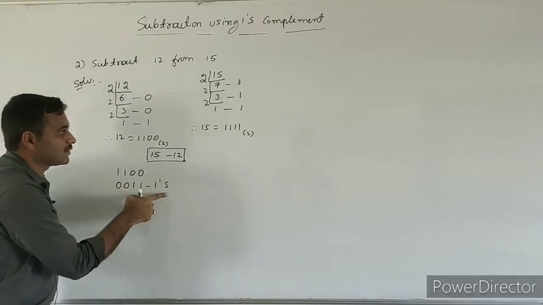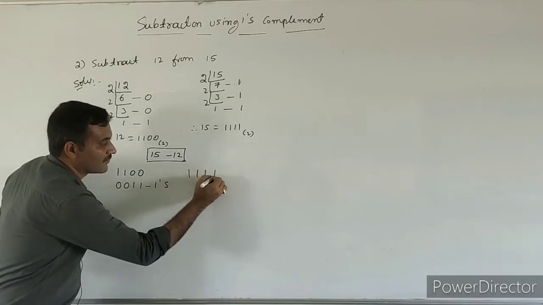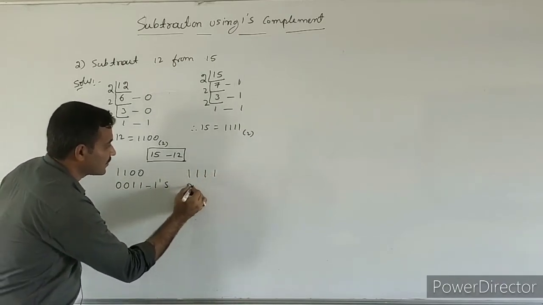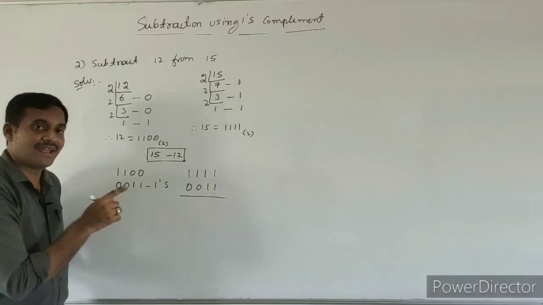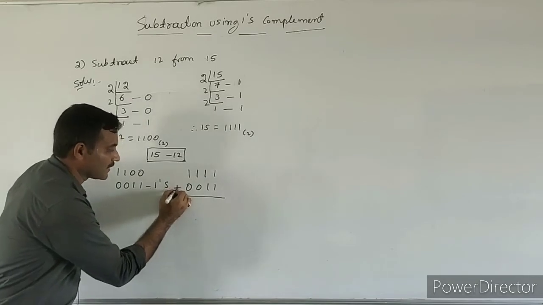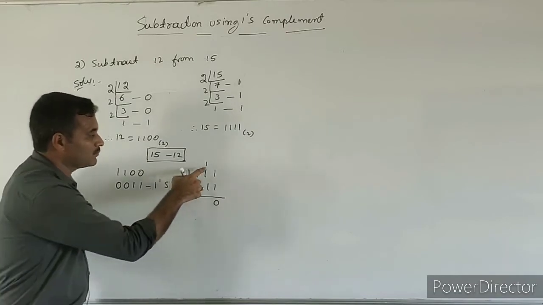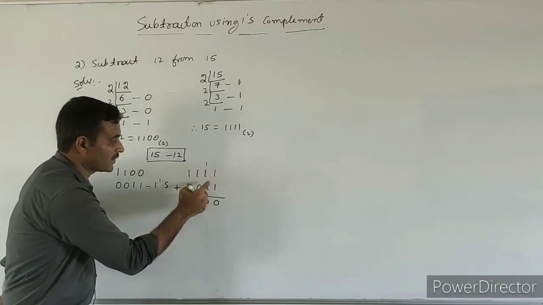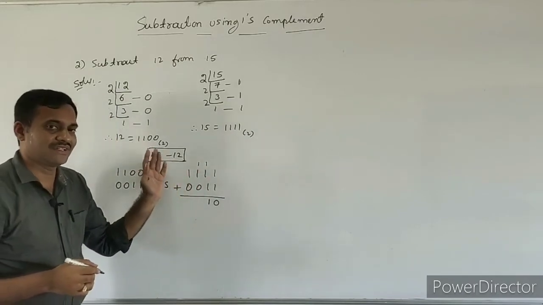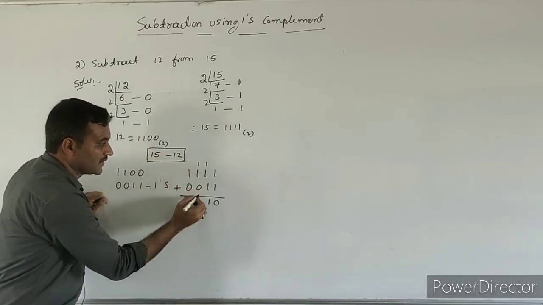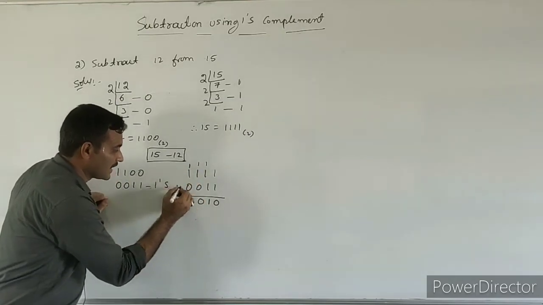Then add the ones complement to the minuend. Here the minuend is 15, that is 1 1 1 1, and 0 0 1 1 is the ones complemented subtrahend, which we call the negated subtrahend. Then add. 1 plus 1 is 0, carry to the next stage. 1 plus 1 plus 1 is 1, carry to the next stage. For the rules, see the previous videos. 1 plus 1 is 0, carry to the next stage. Again 1 plus 1 is 0, carry to the next stage.